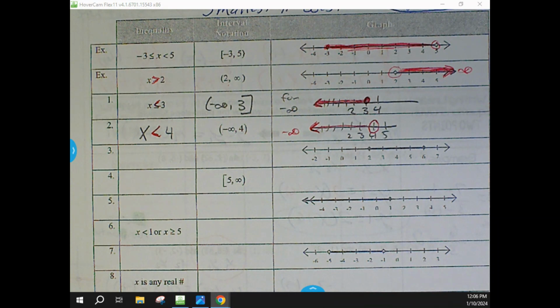Okay, so they're trying to take the things that you've done in the past with the greater thans and the less thans in the graphs and use those two things to get you to think about what interval notation is. Because a lot of the stuff we're going to do is always going to go back to interval notation.